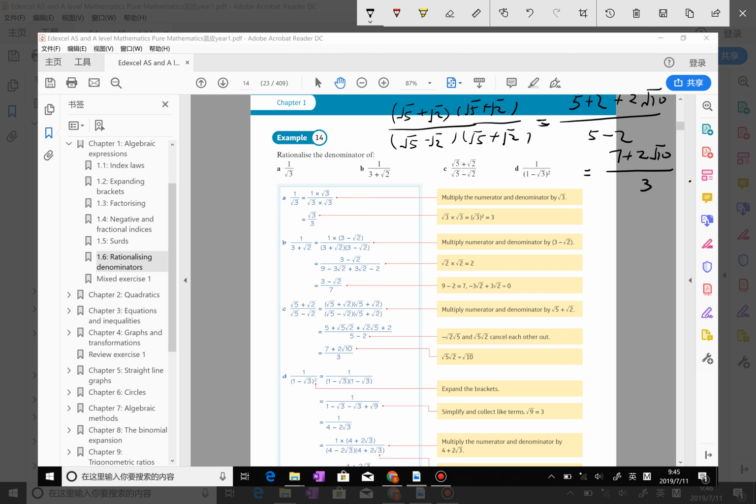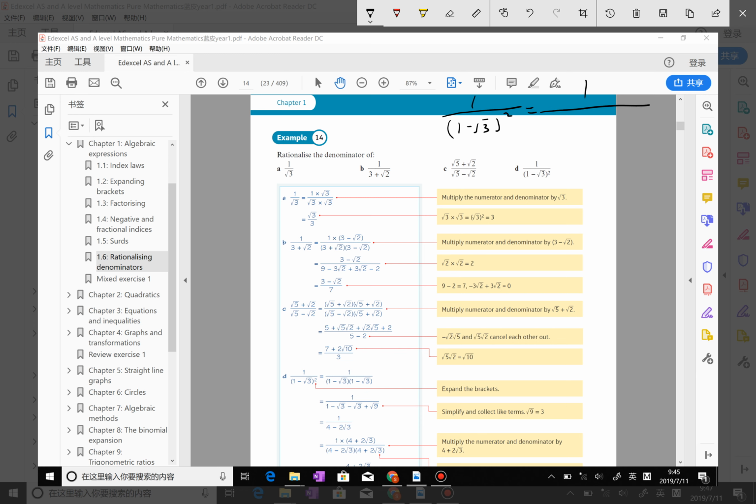Okay, so let's look at D. You have 1 over 1 minus square root 3, squared. How do we do this? We can take the square. So 1 plus 3 minus 2 square root 3. So the answer should be 4 minus 2 square root 3, 1.